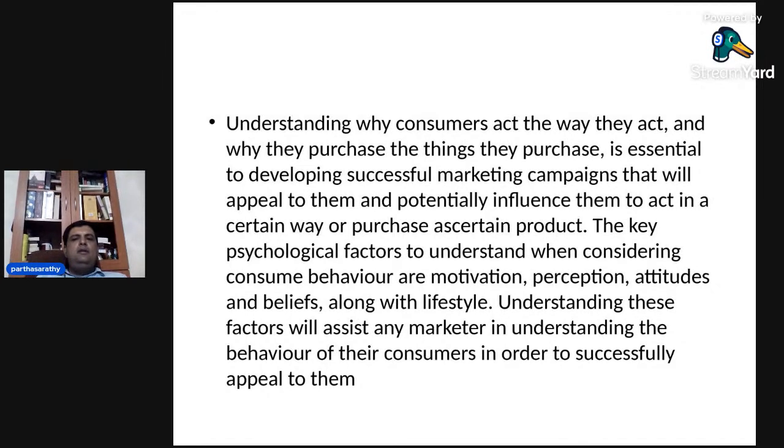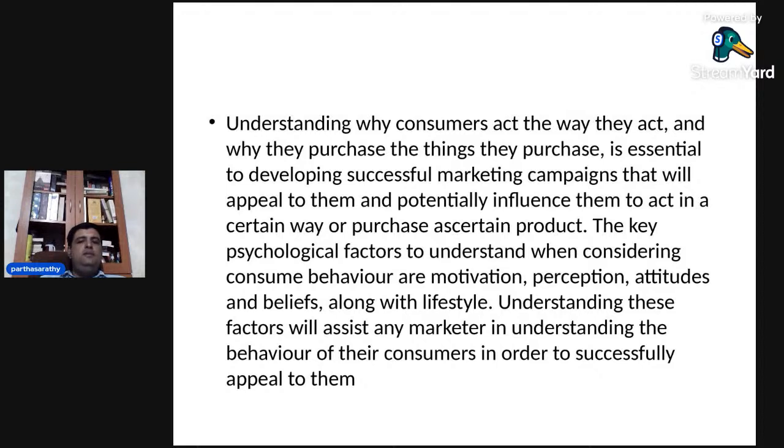The psychological factors to understand when considering consumer behavior are motivation, perception, attitude, beliefs, along with lifestyle. So what are the psychological factors? You need to clearly understand that the psychological process is very complex. Yet, it is a challenging process. Yet, it is an important process. So what are the things that are important in the psychological process? One is perception. See, motivation we studied, the need hierarchy theory.